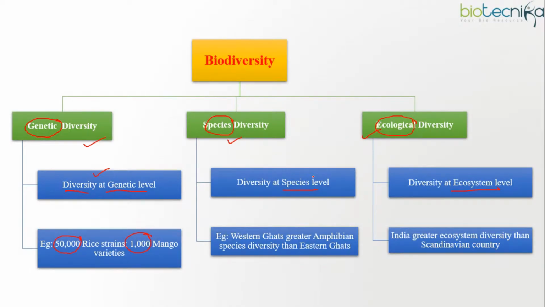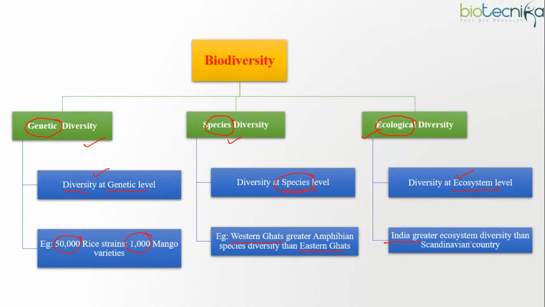Then, diversity at the species level. The example is the Western Ghats. They have greater amphibian species diversity than the Eastern Ghats. And then when we talk about ecological diversity, it's the diversity at the ecosystem level. The example is of India, where we have deserts, rainforests, mangroves, coral reefs, wetlands, estuaries, alpine meadows.